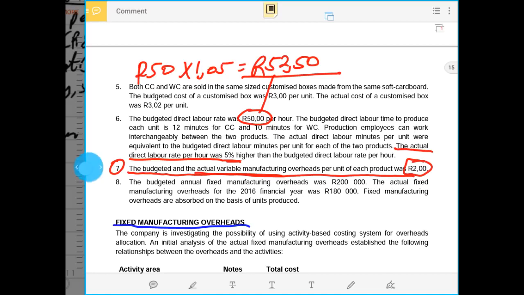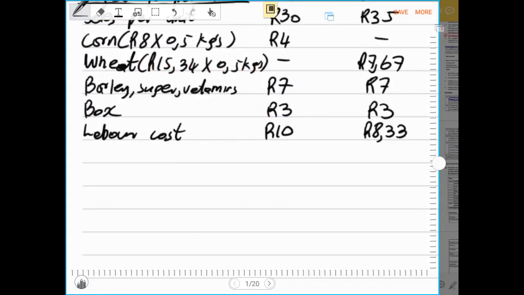So now, meaning we have to go and do calculations for the variable overheads. Let me first allocate them here.